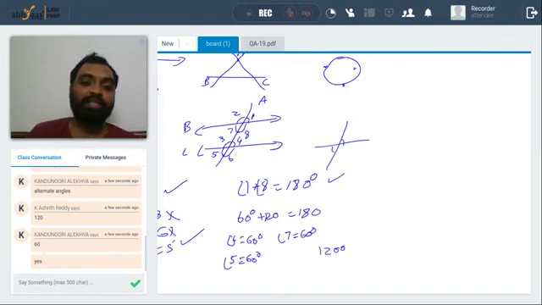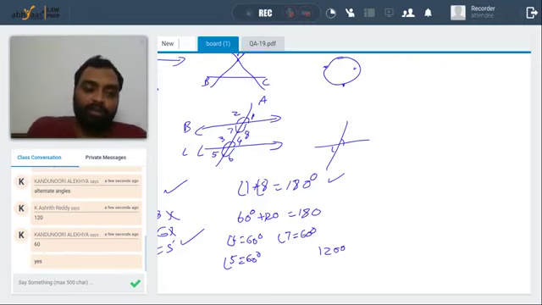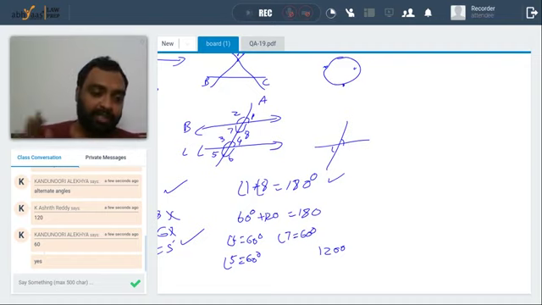So there are only two distinct angles, either 60 degrees or 120 degrees. So if you find out one angle, finding out the other angles is very, very easy. Clear this one? Okay.